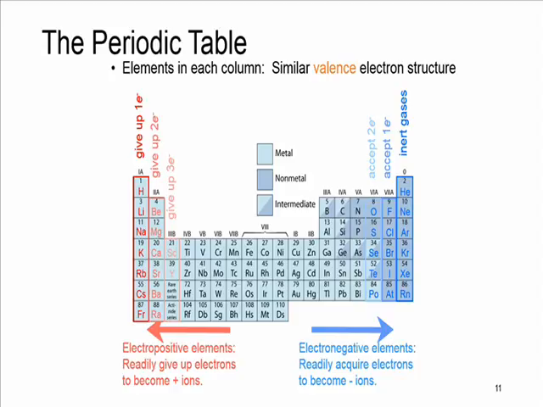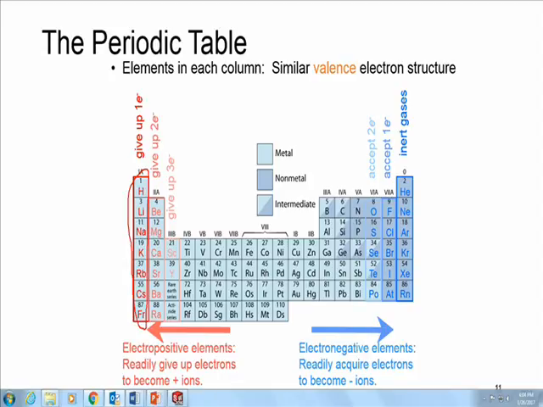have similar valence electron structure. They also have similar chemical and physical properties. These properties change, of course, gradually, moving horizontally across each period. So moving from left to right, these properties are changing.